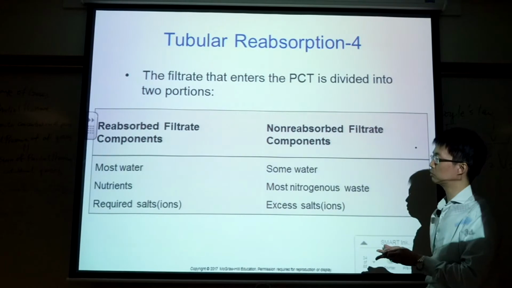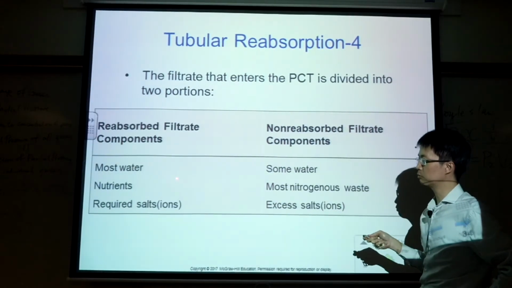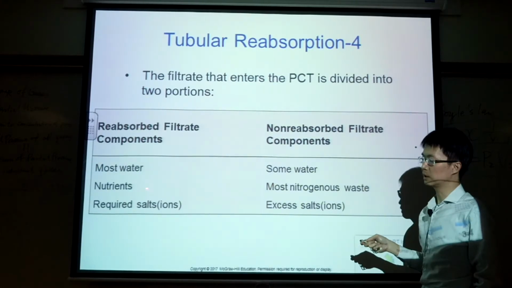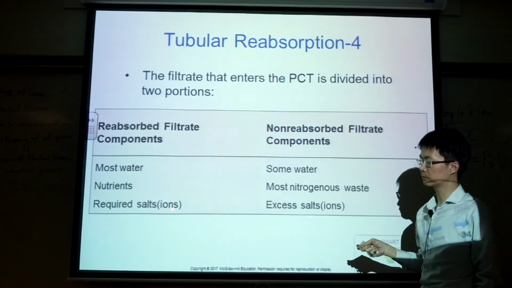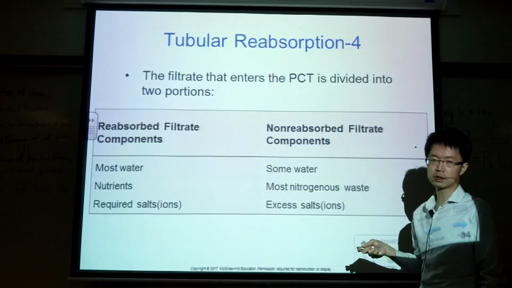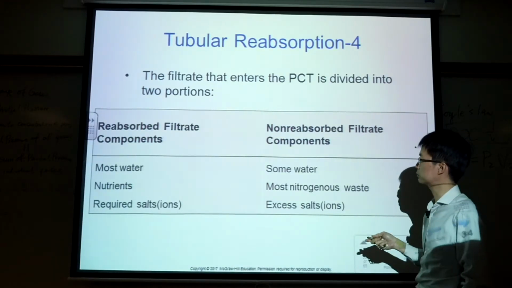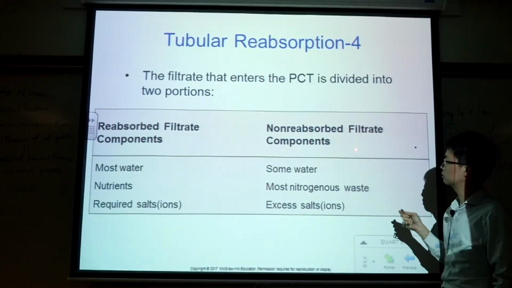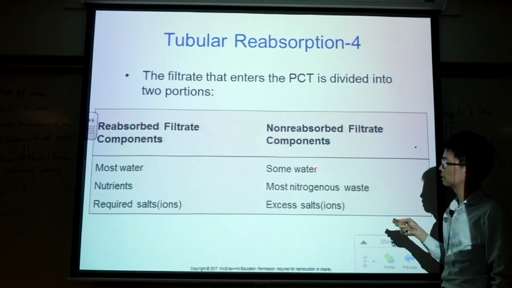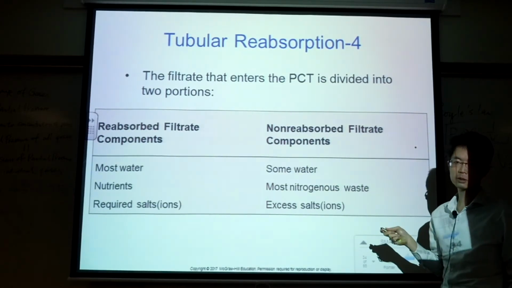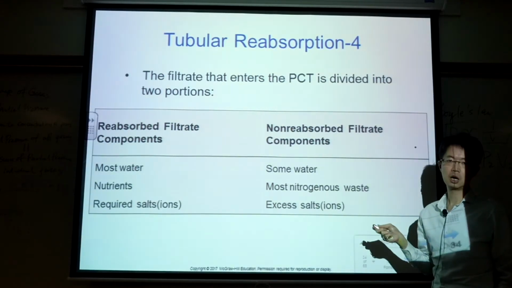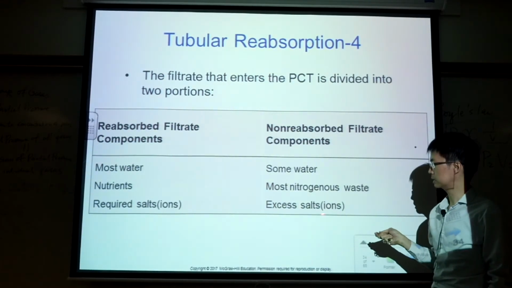So reabsorption, what will be reabsorbed? Most of the water will be reabsorbed. And the nutrients, namely glucose and amino acid, will be reabsorbed, and required ions. Because if we absorb most of the water, that means most of the sodium chloride will also be reabsorbed. Nutrients, as I told you, glucose, if it is a healthy individual, 100% of the glucose will be reabsorbed. What will go to our filtrate or the urine? A little bit of water, most of the nitrogenous waste, namely what? Ammonium, urea, uric acid, and then excessive salt.